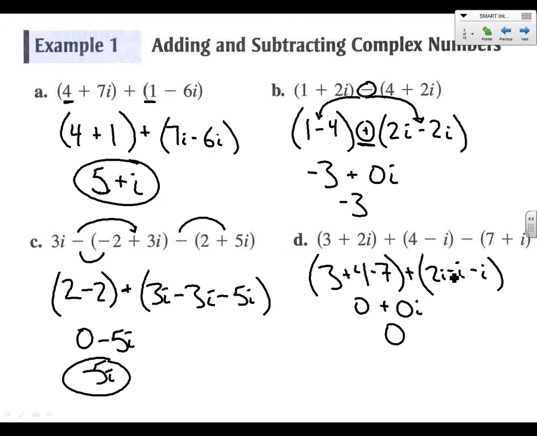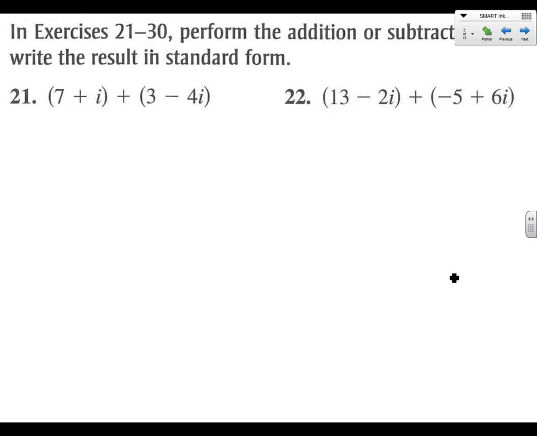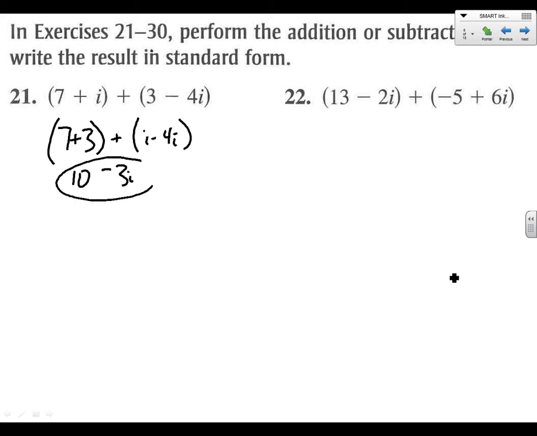All right, go ahead and try one on your own. See if you can do problem 21. All right, the correct answer on 21 would be 7 plus 3, which is 10, plus i minus 4i, which is minus 3i. 10 minus 3i is your correct solution.